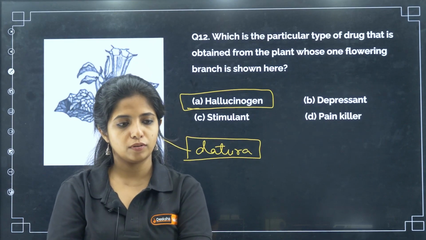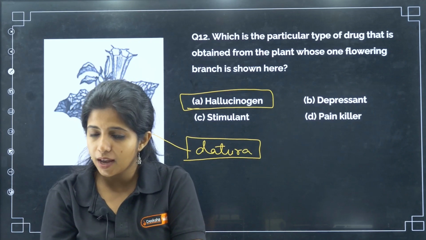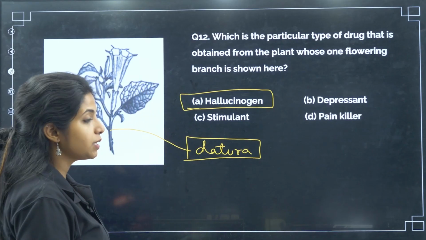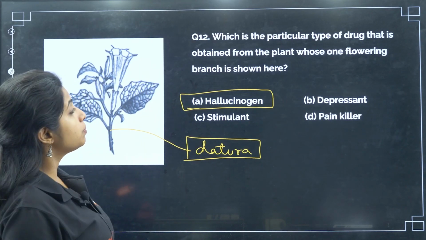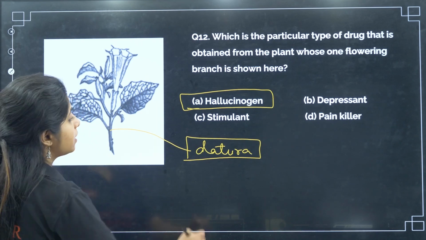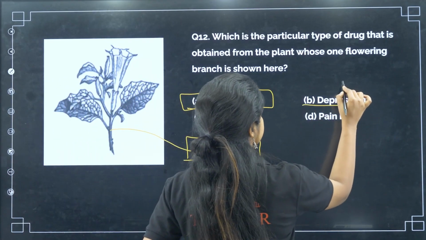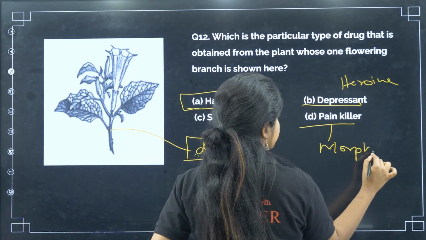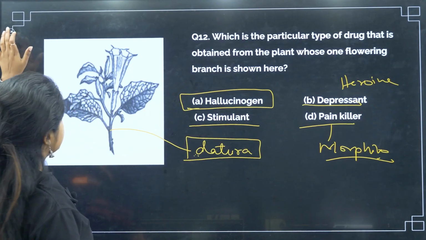Why? Suppose you are crossing a road, you had some hallucinogen, you are not able to visualize what is actually happening, you cross the road, you feel you are flying. You get it? So that is why all these things are banned. It goes really bad. So the drug is a hallucinogen, and this plant is Datura. It is not depressant. There is one depressant given in your NCERT, and that is heroin. There is one painkiller given in your NCERT, that is morphine. It's a painkiller and a sedative. Stimulant? Nope, it's not a stimulant as well.